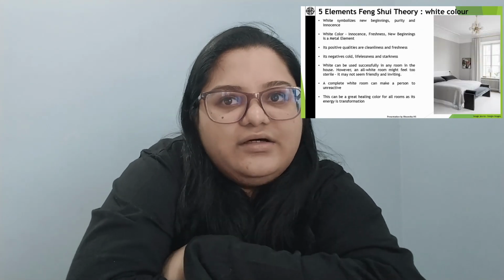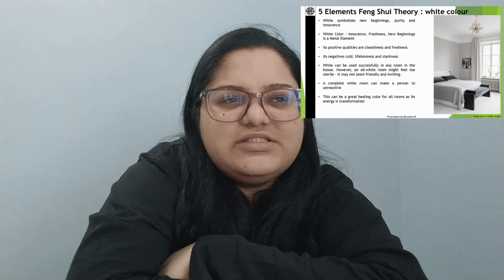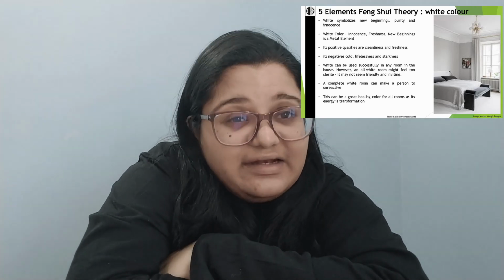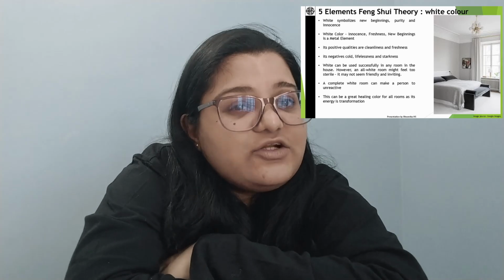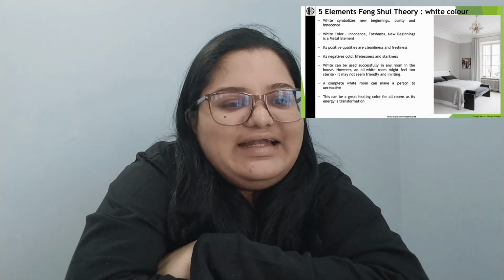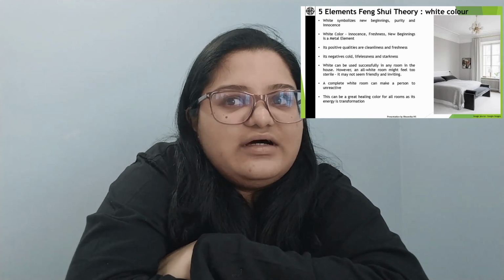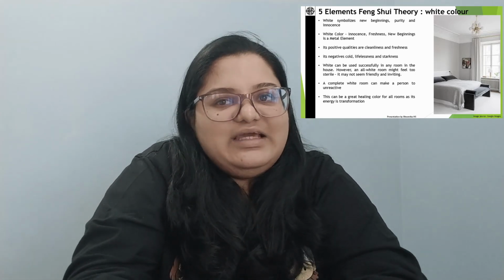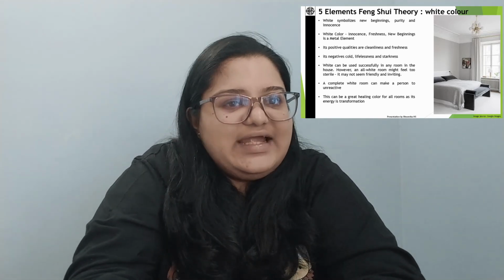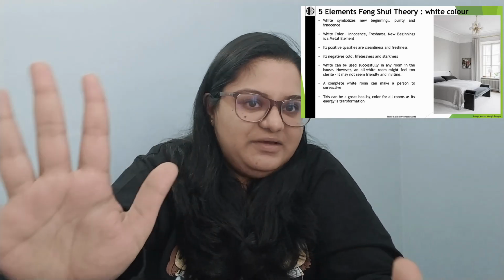Now, white color, when you talk about it, basically represents a lot of purity, plainness, a sense of fresh beginnings or new beginnings, and a lot of innocence. So the white color basically deals with the element of metal. The qualities of white can be cleanliness, freshness, and white is something that can go with any color. Anything it can be paired with and it will be fine.